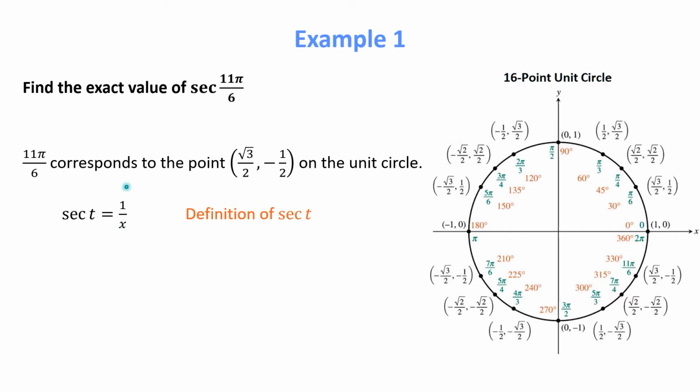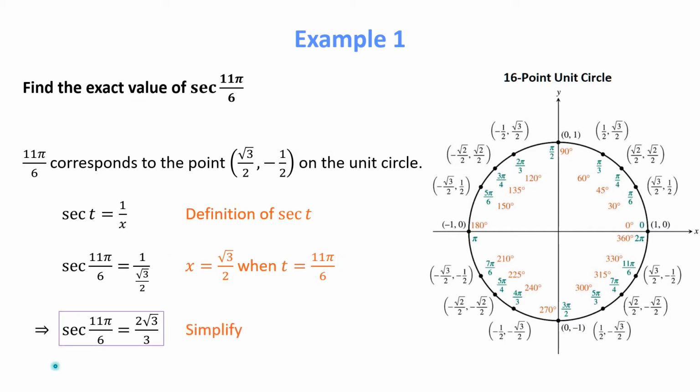Using the definition of sec t, we see that sec t equals 1 divided by x. So sec of 11 pi divided by 6 equals 1 divided by x. And if we look at the point here, the x coordinate is root 3 divided by 2. So 1 divided by root 3 divided by 2. When t is 11 pi over 6, x is root 3 over 2. Simplifying this further, we see that sec of 11 pi divided by 6 equals 2 root 3 divided by 3.